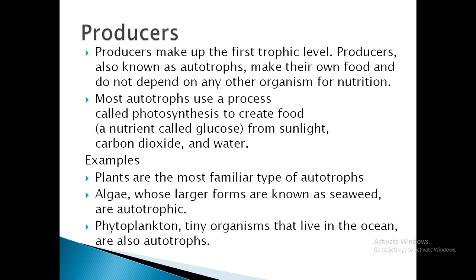Plants are the most familiar types of autotrophs. Algae, whose larger forms are known as seaweeds, are autotrophs. Phytoplankton, tiny organisms that live in the oceans, are also autotrophs. Cyanobacteria is an example of phytoplankton.